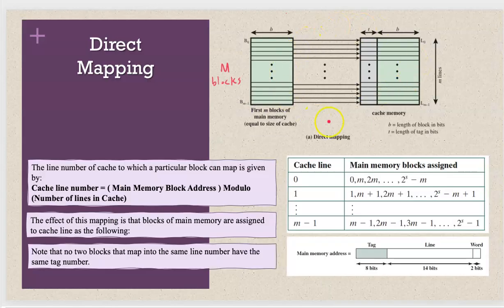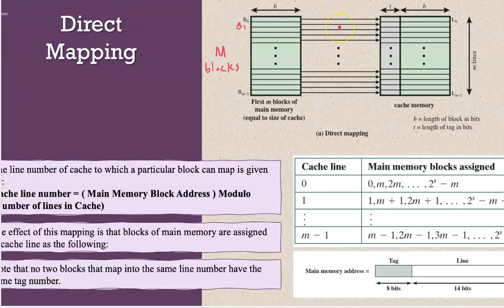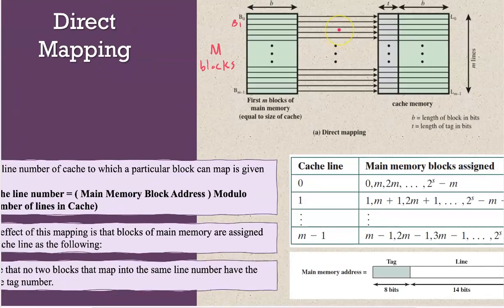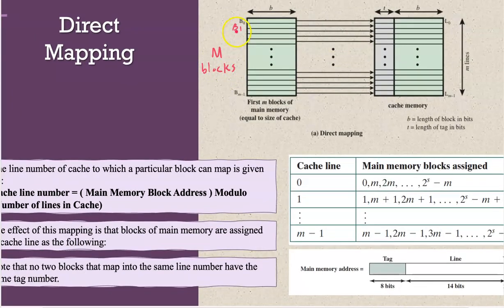This figure shows you direct mapping. We have M blocks over here. This is block 0, block 1, block 2, etc. And each block will be mapped onto one line. So the total number of blocks would be capital M, and the total number of lines in the cache memory would be small m.